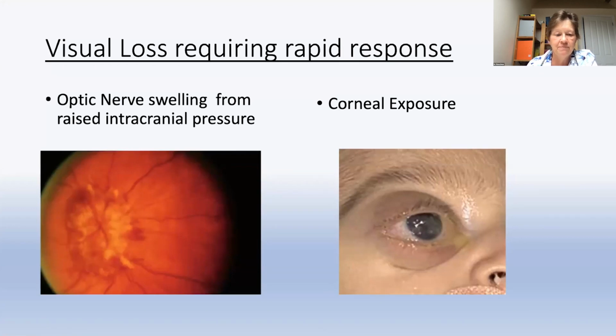And if this is left, then these children end up with optic atrophy, as well as the many other developmental issues. The other problem for acute sight-threatening disease is the fact that they have shallow orbits and they get corneal exposure. Quite often their eyelids won't close completely, or even sometimes the eyelid gets caught behind the globe, which is so proptosed that there is no room in the orbit for the globe itself.